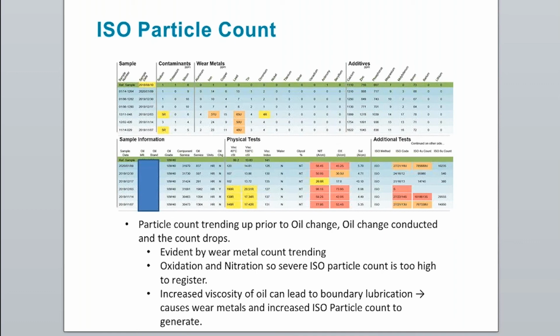The big issue, and this ties back into nitration with the oil thickening, is something called boundary lubrication. This is what happens when the oil becomes too thick, and therefore it doesn't move efficiently. And this causes metal-to-metal wear, which can be very severe for your components.